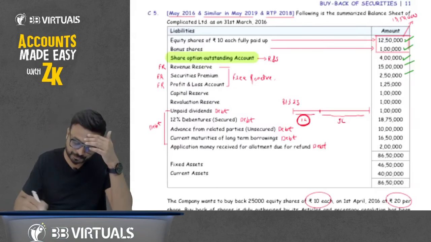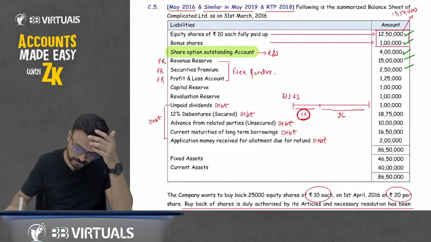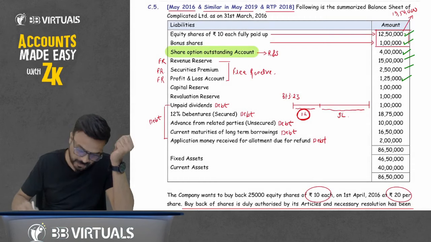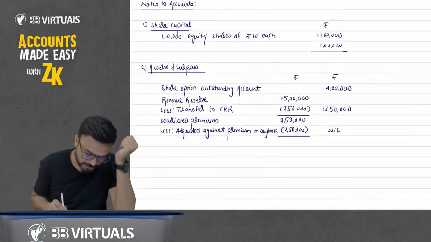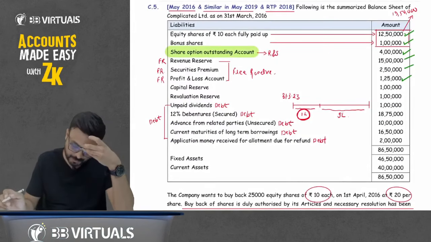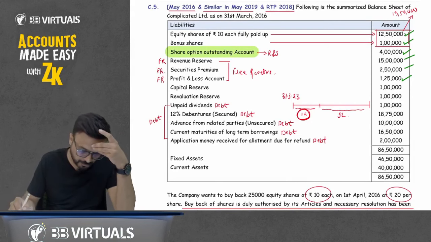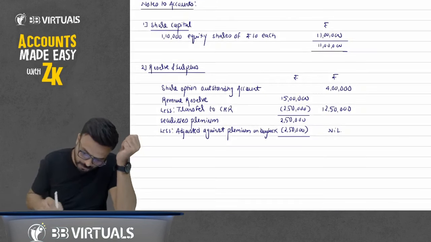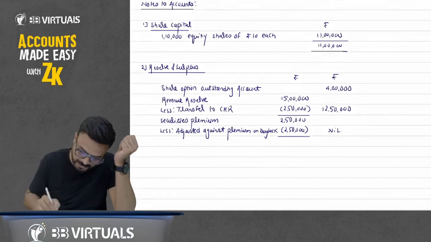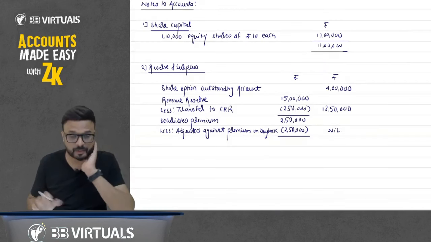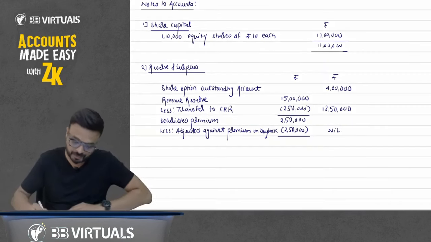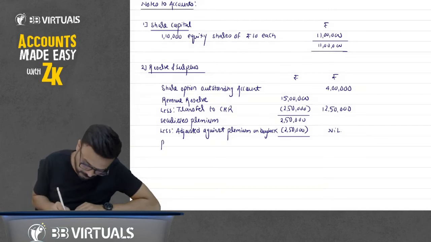Next item now. Next item here is profit and loss account. It is 125,000, so write it down here. Whether we have utilized the profit and loss account? No. One more important thing: you have transferred it to CRR, so we have to write down CRR also, because the new account CRR has been created here. So first write down profit and loss account.